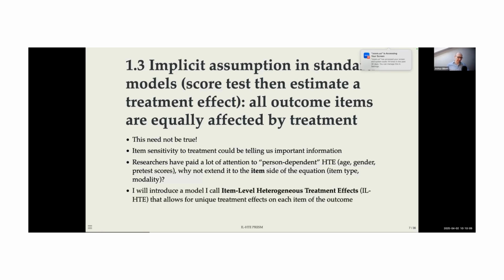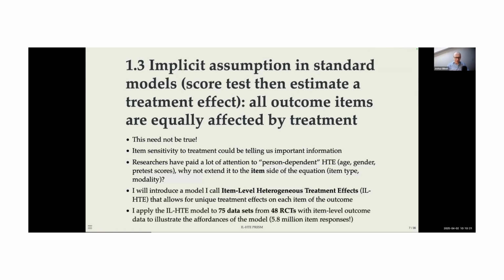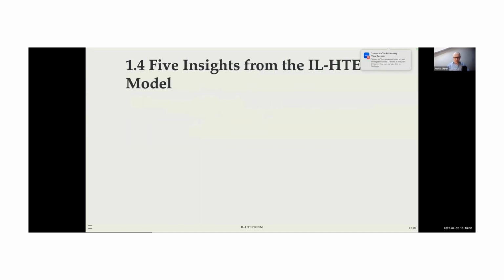So I'll introduce a model I call item level heterogeneous treatment effects, ILHTE, that allows for this. In a very straightforward framework, we can get a unique treatment effect for every item of the outcome measure. And then, as I said, I apply this model to 75 data sets from 48 randomized controlled trials to illustrate the affordances of the method. And this gives us about 6 million total item responses that we're working with. I'm going to argue that we get 5 insights from this model. So I'll state them here. And then after I introduce the model, I will illustrate them with the empirical data.